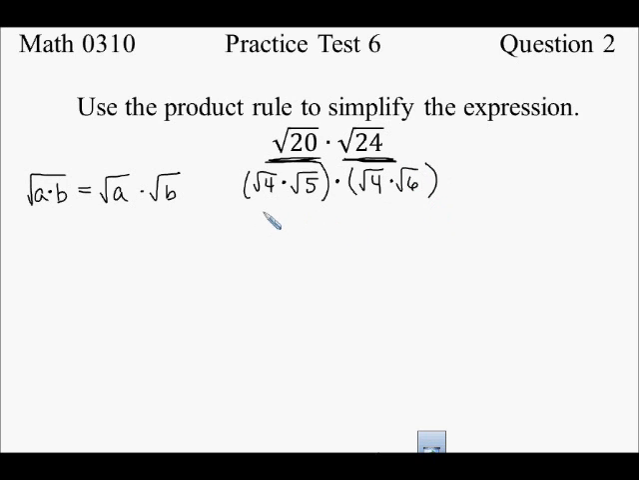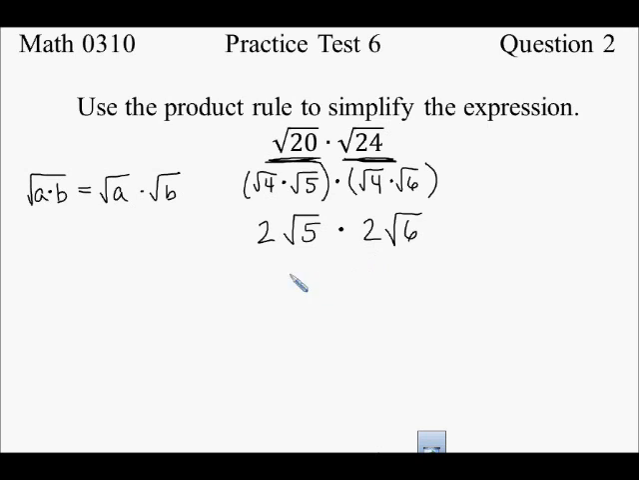Okay, so now we can look at simplifying our perfect squares. We know the square root of 4. The square root of 4 is 2. So this is 2 times the square root of 5. And then we also know here, again, we have square root of 4, so that becomes 2. So this is 2 times the square root of 6. We'll just write it 2 square root 6.